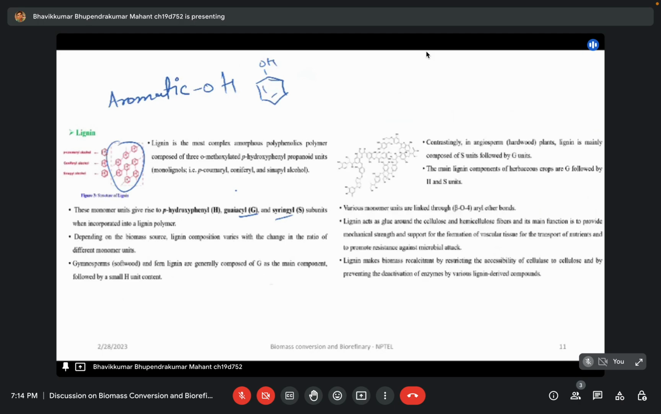And the question is which kind of linkage is in this, because it is a polymer. When monomers come together, they release some small compound like water, and they combine together and make a long chain polymer. So they link through the beta O4 aryl ether bond. We are not going into much more detail of other things.